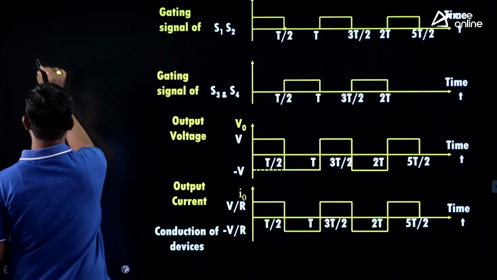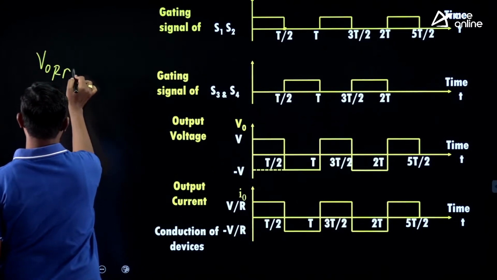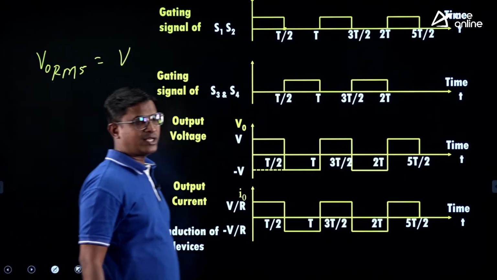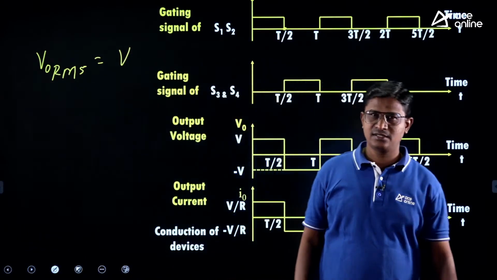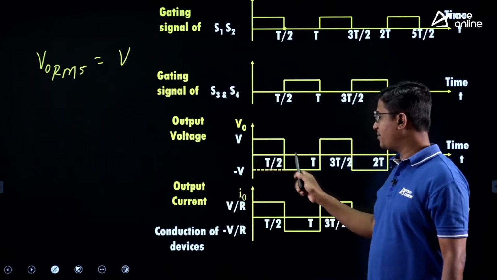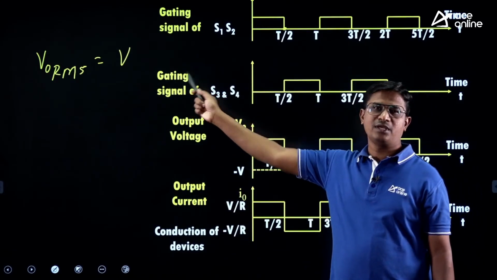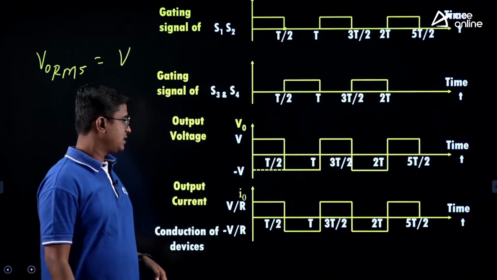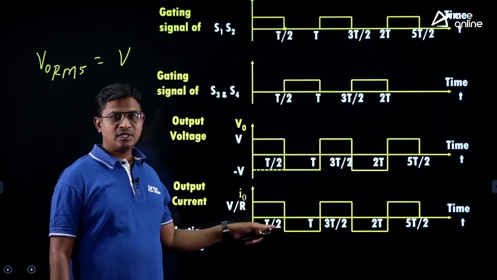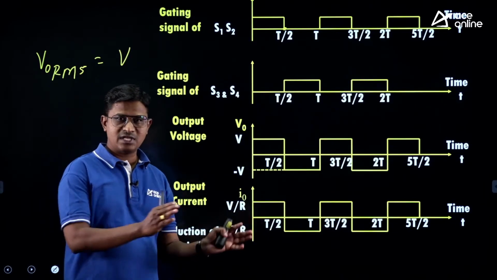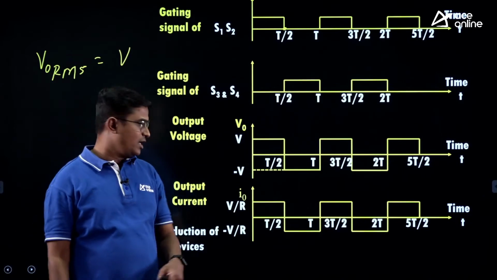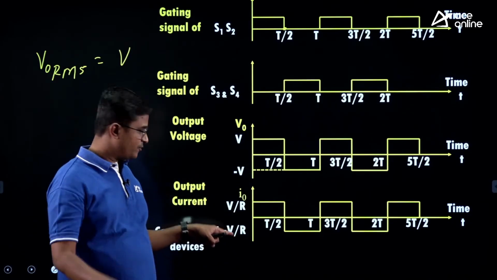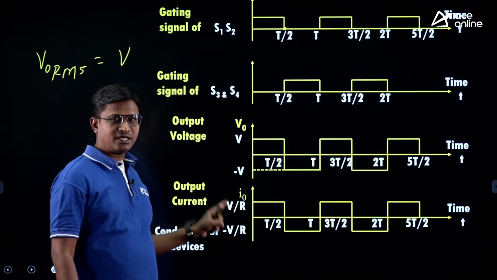So from this, what is V0 RMS? The RMS value of output voltage is equal to V. Total available voltage is V, the input voltage, and the output voltage I am getting is V and minus V, and the RMS value is also V. So my source utilization is 100%. For resistive load, the load current waveform is a square function, same as the half bridge inverter. The only difference is instead of V by 2R and minus V by 2R, here we have V by R and minus V by R.